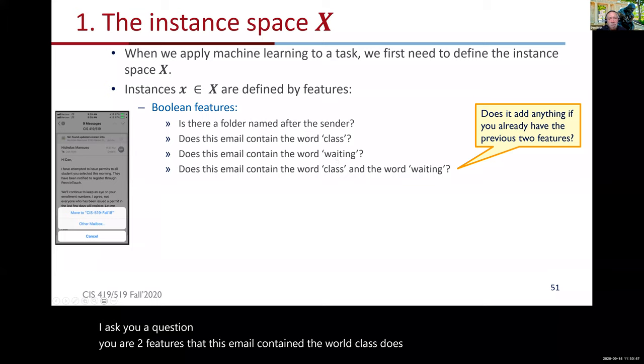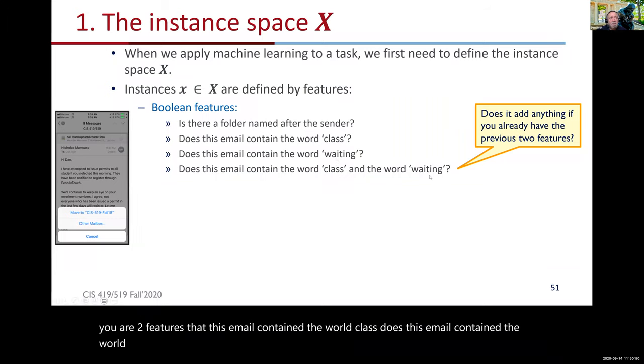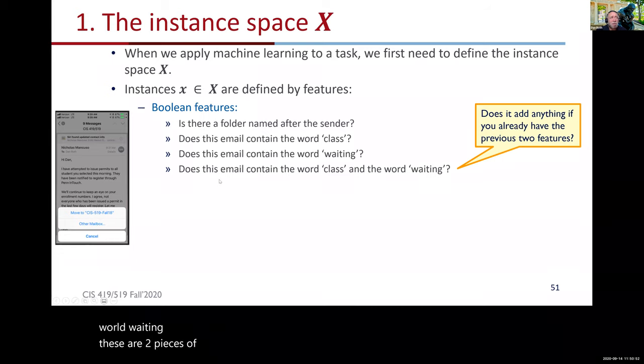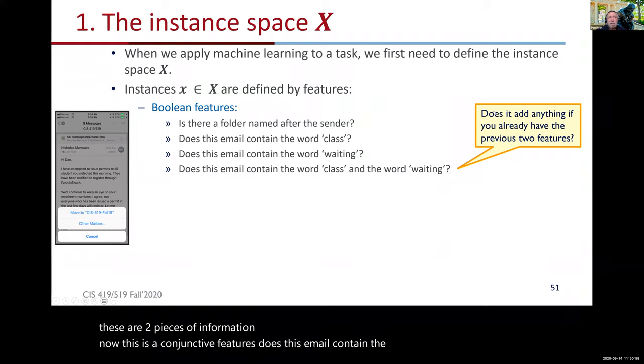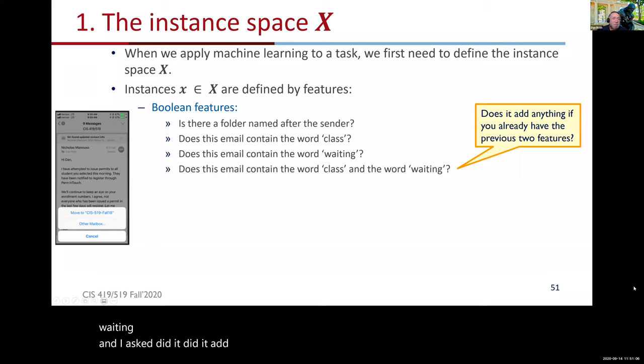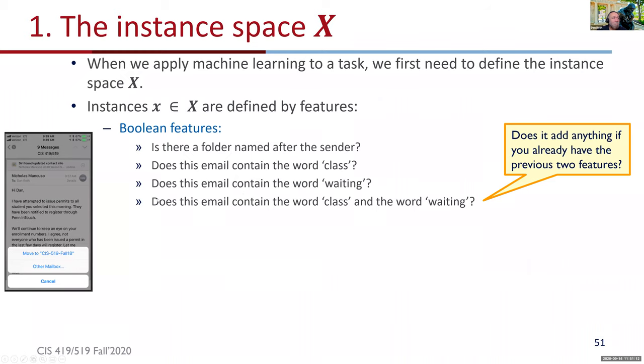These are two pieces of information. Now, this is a conjunctive feature: does this email contain the word class and the word waiting? And I ask, did it add anything? Well, it did not add information, but it added expressivity. And if you use this type of feature, you may need a simpler function in the learning stage than if you use these two features. And we're going to talk a lot more on that. I'm going to start with this point again on Wednesday before we get to the algorithm.